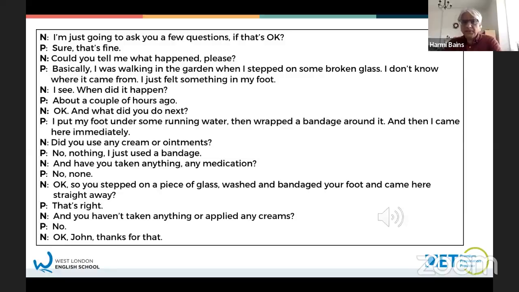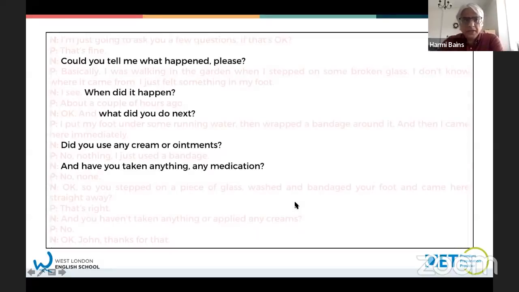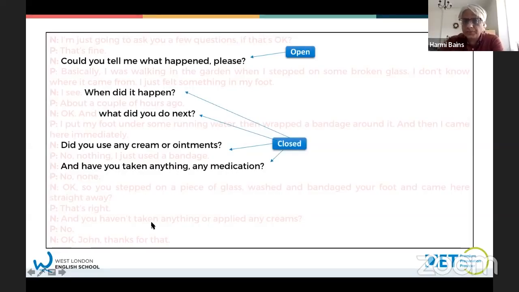Okay, so there's quite a lot in there in this really short exchange. These were the questions then. We've been looking at questions, and you can see here the student, the nurse started off with an open question and then moved to closed questions. It's a really important part of the exam because it's a great opportunity to pick up marks if you can do this.